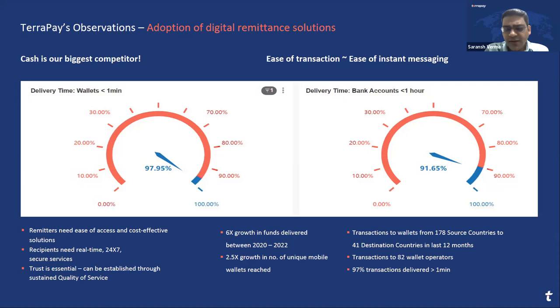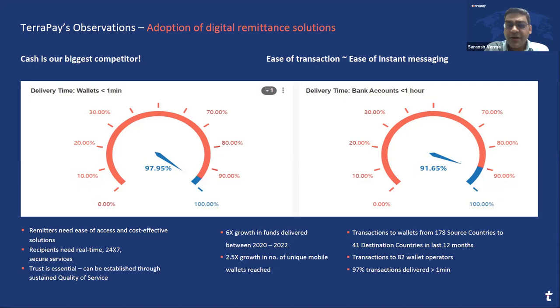We processed transactions originating from 178 countries to 41 countries in the last 12 months, and to 82 wallet operators. I'm focusing a bit on the mobile wallet operators because the other channel, which is a very large channel for us in terms of value of transactions, much larger than wallets, of course, is transactions to bank accounts. And we focus on wherever we can deliver in real time.